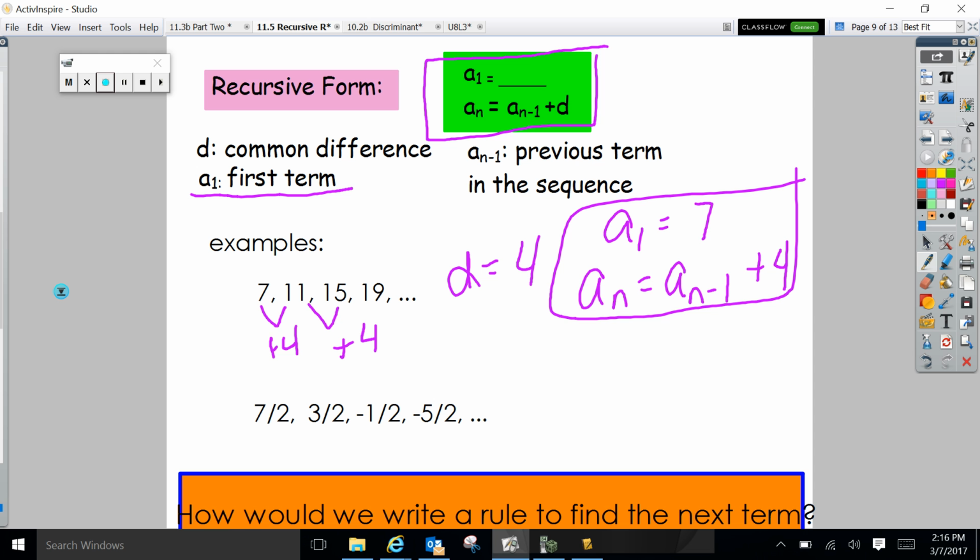Here, it looks like we're subtracting 2 every time. 7 halves minus 2 is 3 halves. 3 halves minus 2 is negative 1 half. So my common difference is negative 2. You have to give me the first term first, which is 7 halves. Then your rule is just take the previous term and subtract 2.